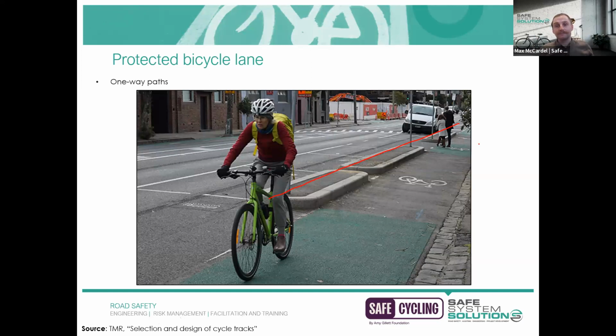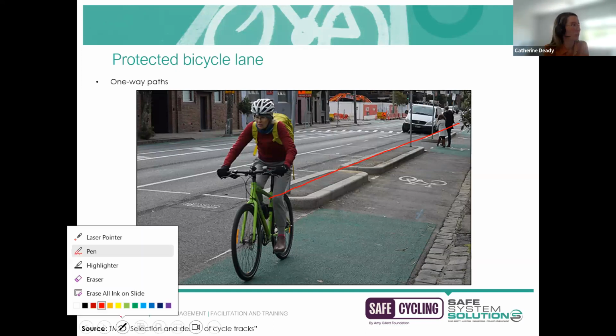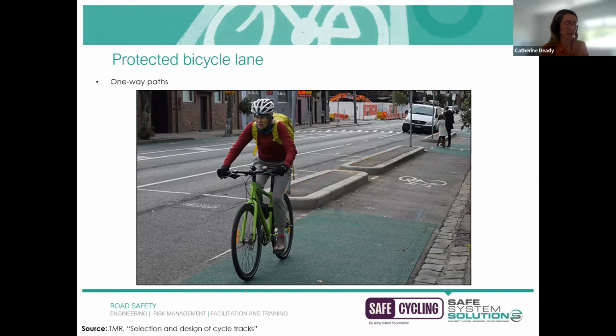Catherine. Yeah, Max, just a few questions around this on-road separated facility. Just with vehicles, what about vehicles turning into the road? It is an additional conflict point, and there are some examples out there where that is an issue on the network. So yeah, just your thoughts on that one.